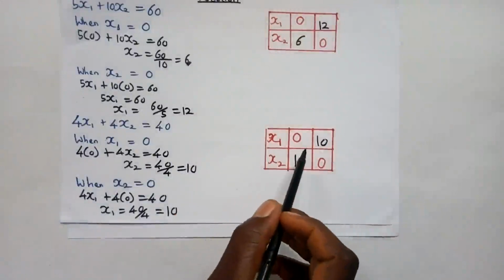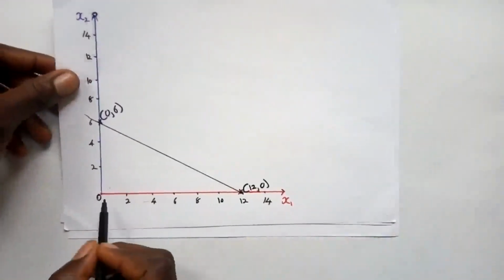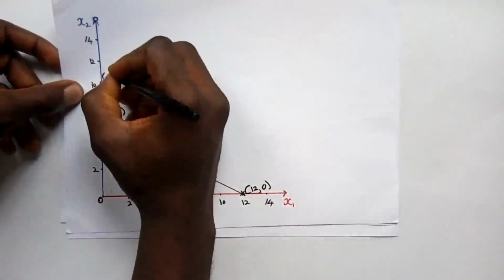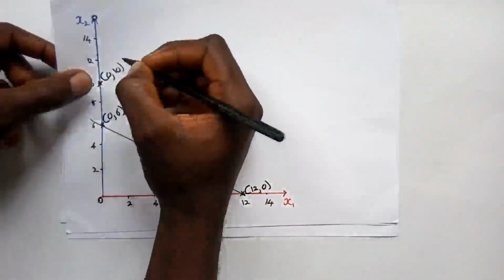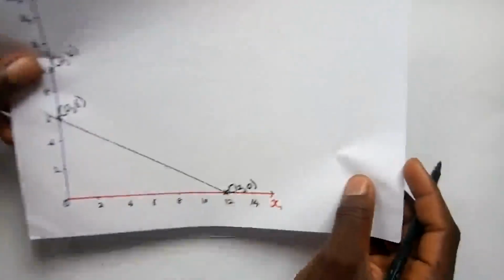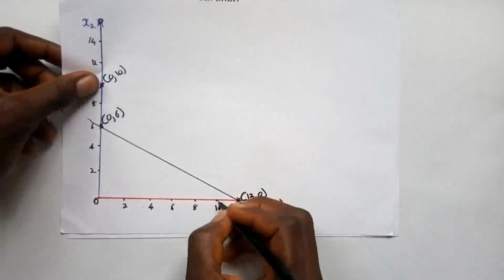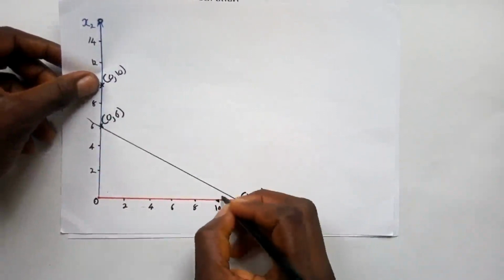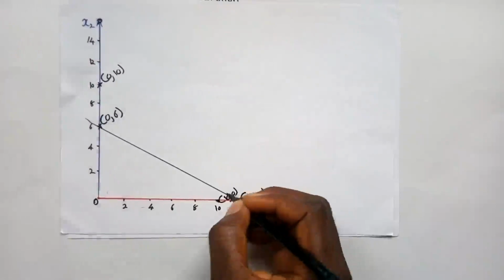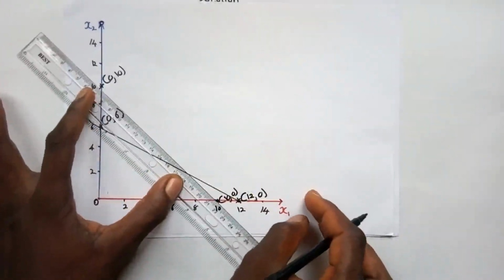When S1 is equal to 0, S2 is equal to 10. Look at the point here. And when S1 is equal to 10, S2 is equal to 0. So look at the point here. So we join the 2 points.